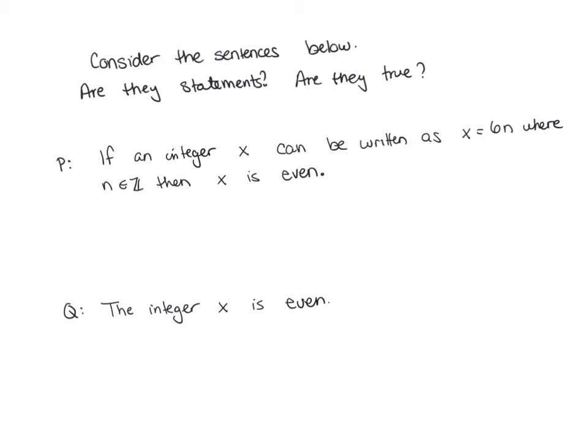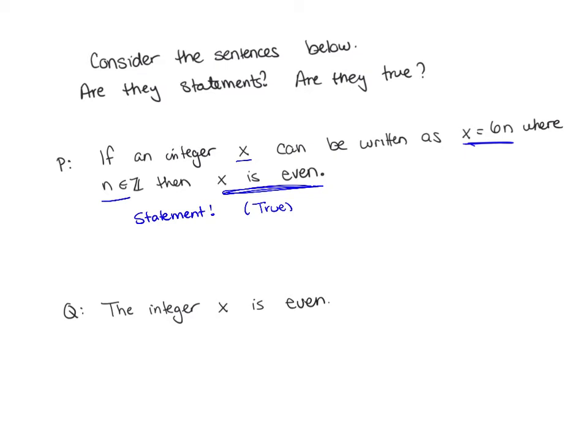So first we have to ask ourselves, is this a sentence that is either true or false? Well, let's see if x can be written as this, where n is an integer, then x is even, right? It's either true or false, so it is a statement. And in this case, it's true. If x can be written as an integer multiple of 6, then it's certainly even.